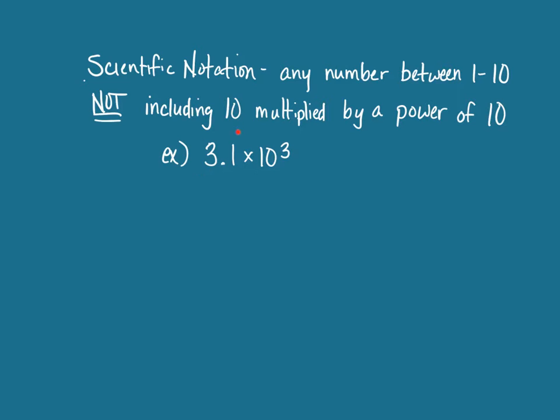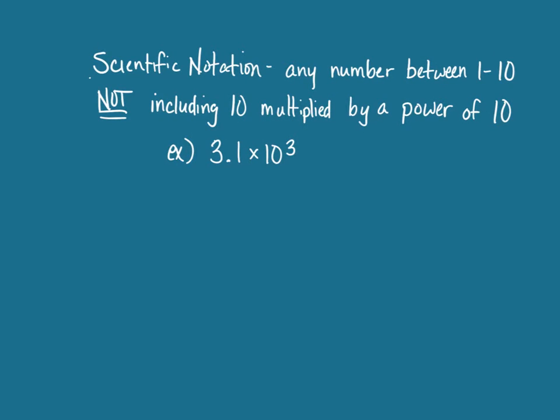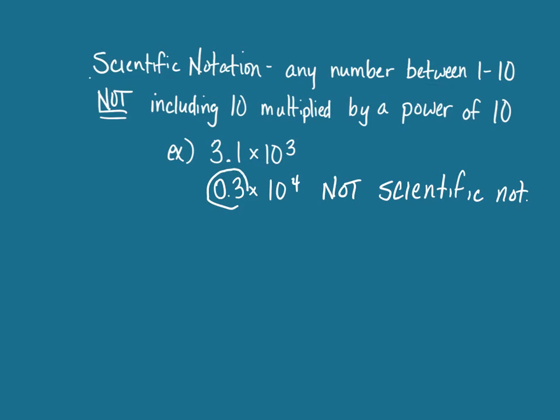This any number is anything between 1 and 10. So that means if it's less than 1, it's not going to work. So if it is, let's say, 0.3 times 10 to the fourth power, that is not in scientific notation, because you have this 0.3, that's less than 1.